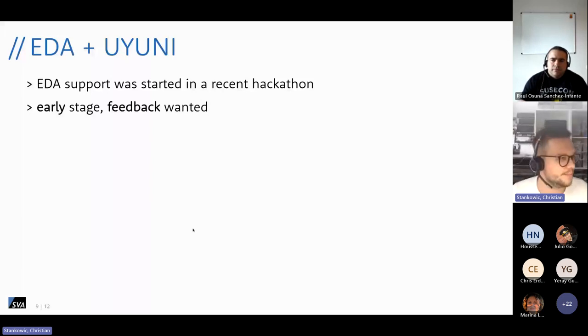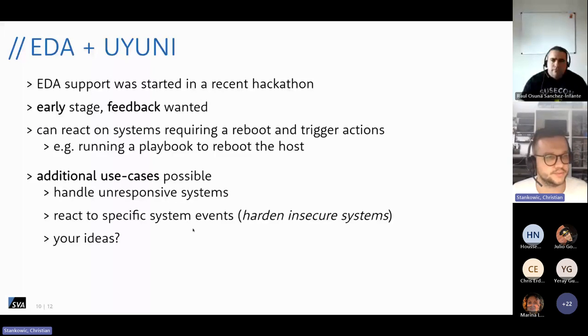So this is what we came up with. Of course, we could also do additional use cases. So for example, we could automate the handling of unresponsive systems. In case your managed system becomes unavailable because the Salt Minion crashes, we could do a playbook that automatically restarts the Salt Minion, for example.